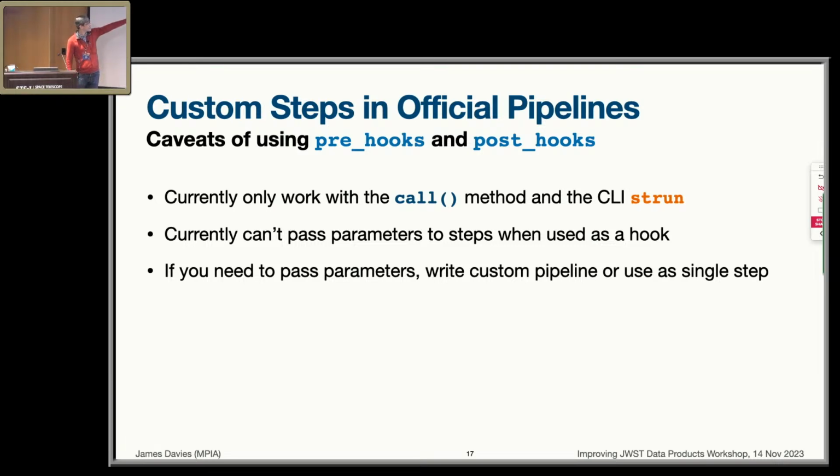Also, you currently can't pass step parameters. So if I have a custom step that takes parameters, currently there's no good way you can pass step parameters to it when you use it as a pre-hook or post-hook. And that's a limitation. That kind of sucks. Again, that should be an easy fix as well. So these are things that I want to fix. Currently, if you do need to pass parameters, you can either write a custom pipeline, as we saw, or you can just use them as a single standalone step. And in those cases, you would pass parameters to them in the exact same way you do the official pipelines or official steps. But anyway, fixes for these are coming. I've been working on a PR, but it just hasn't happened yet.